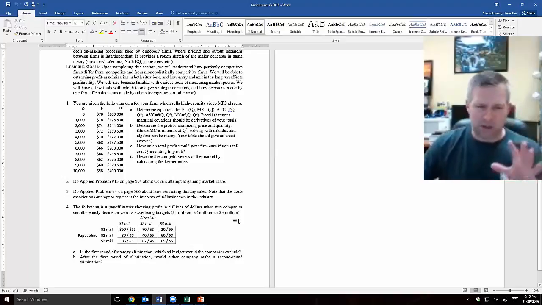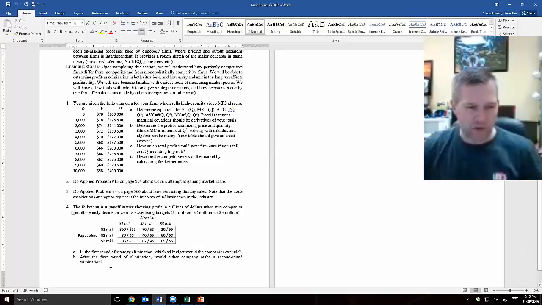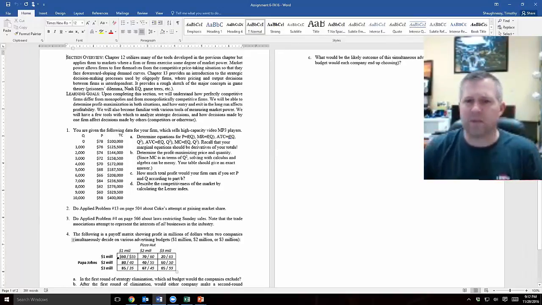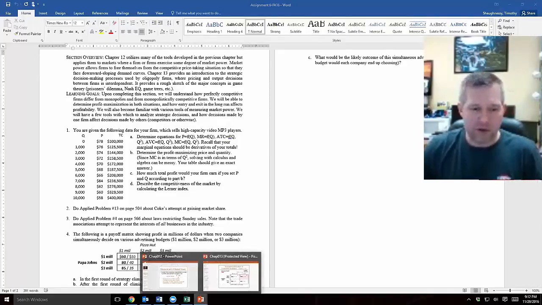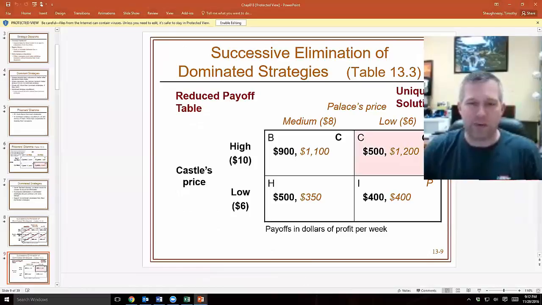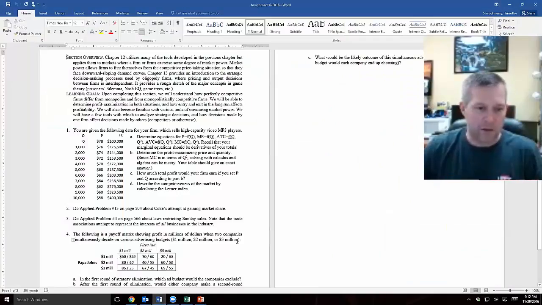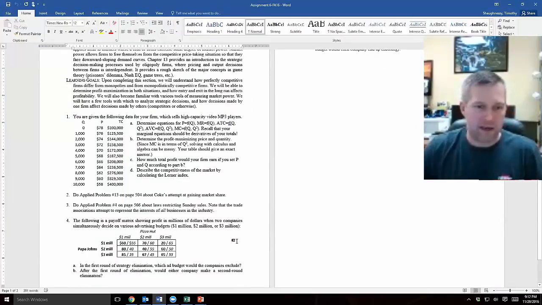So again, I just want to clear up the way I described those different types of rounds. What would be the likely outcome? That should be relatively straightforward if you have a decent handle on how we did this Castle versus Palace example. So hopefully everyone's okay with question 4 as far as that goes.